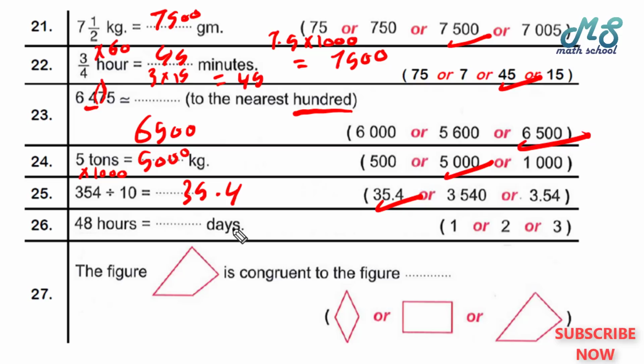48 hours equals how many days? Be careful: from smallest unit to largest unit, just divide. So I will do division here. 48 divided by what equals days, Mister? Divided by 24. So 48 hours is equal to 2 days. 48 divided by 24 equals 2.